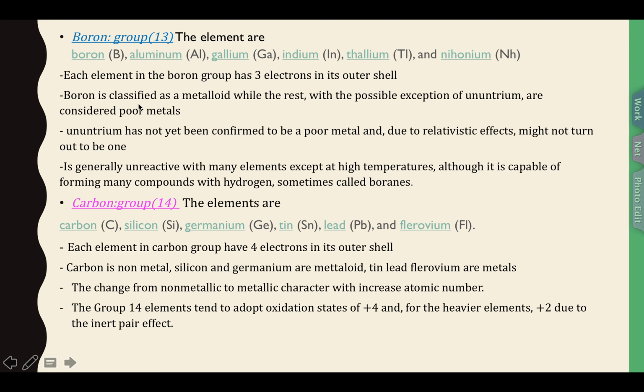So boron is classified as a metalloid, while the rest, with the possible exception of nihonium, are considered poor metals. Nihonium is not yet confirmed to be a poor metal because, due to relativistic effects, it might not turn out to be one, so just skip nihonium.